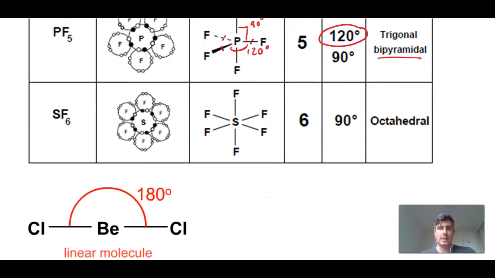Lastly, we've got six bonding pairs. This forms what we call an octahedron, which is where there's 90 degrees between everything, and that is the furthest apart that those bonds can get from each other.